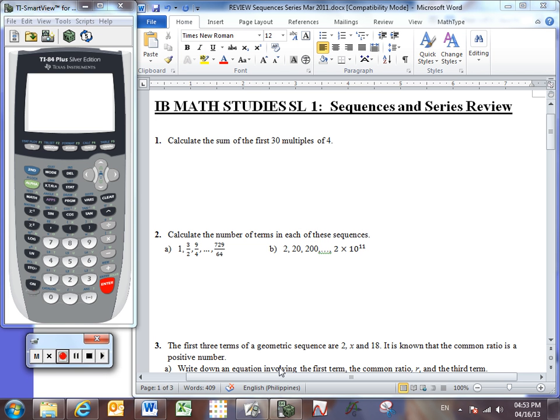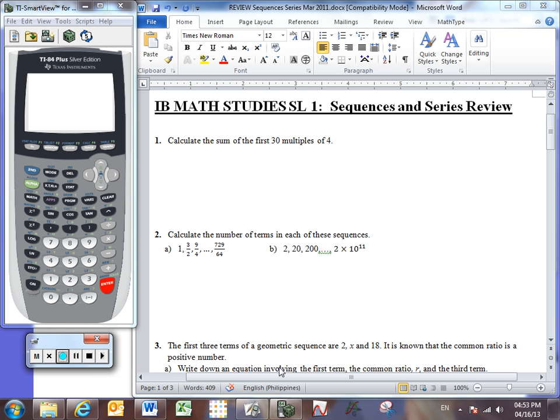Alright, let's look at some of those sequences and series questions that you got and we're working on in class over the last couple of days. This will help prepare you for the test on sequences and series, which also covers compound interest and exponential equations, but this first 11 questions will focus just on the arithmetic and geometric sequences and series. So let's start with number 1.